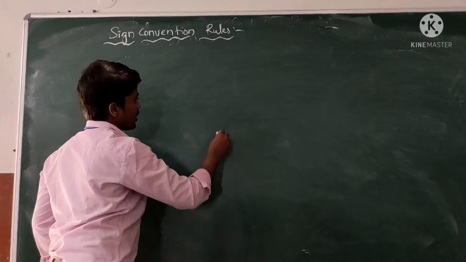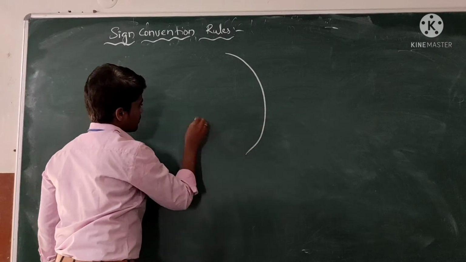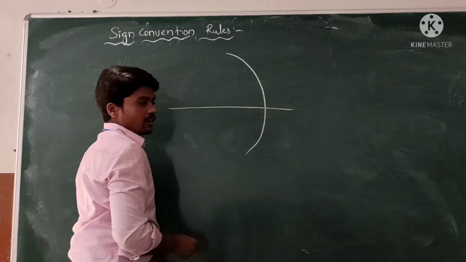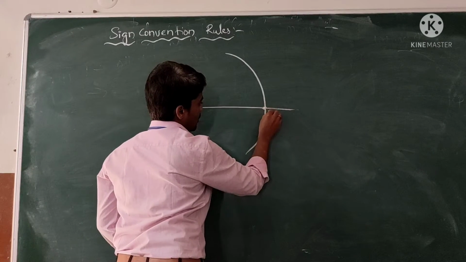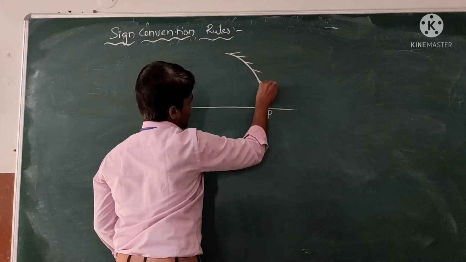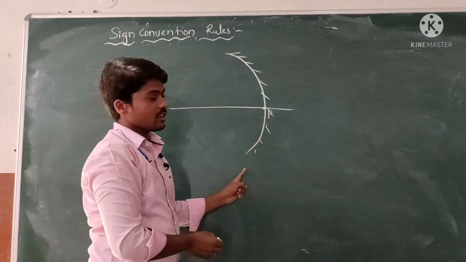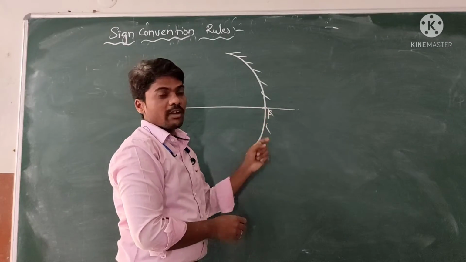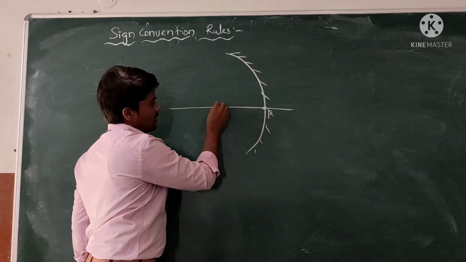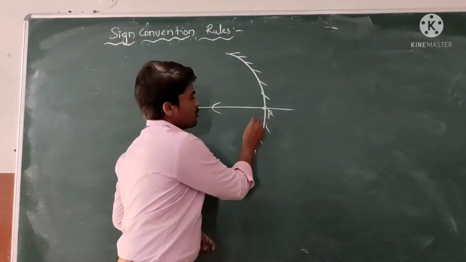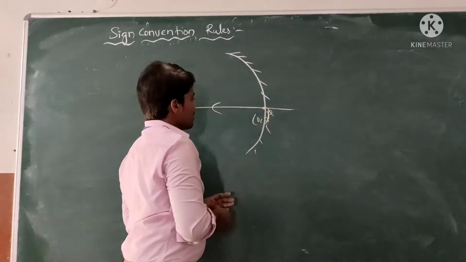For example, here we take a concave mirror. Here is the mirror, and this is the pole. Whenever the direction of incident rays is this direction, the pole is taken as the origin, and this is the x-axis.